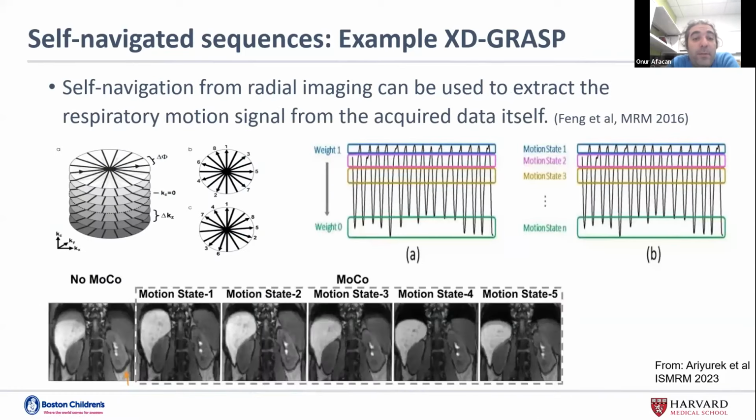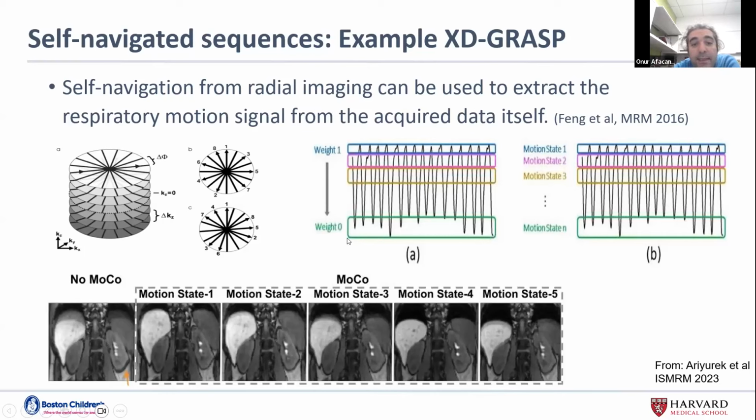Another one that almost made it to clinical practice is GRASP or XD-GRASP. This is mostly used in body MRI at the moment, and it is like a 3D stack of stars. So you get disks of radial images in k-space. What you can do is self-navigation from radial imaging. Again, you use the center of k-space.